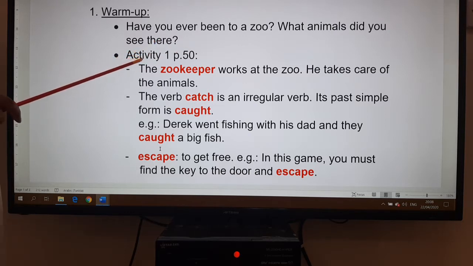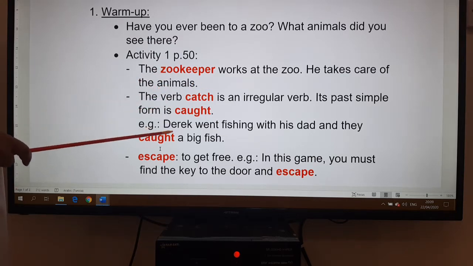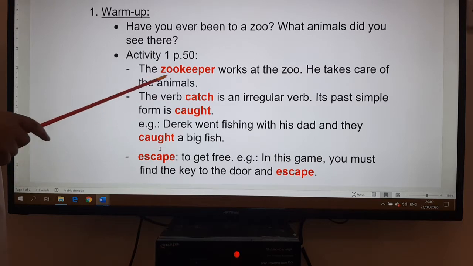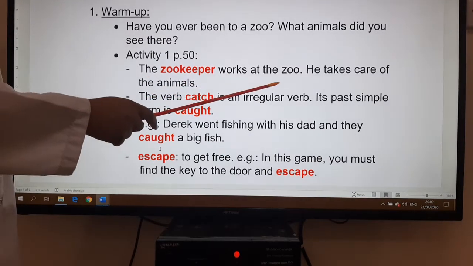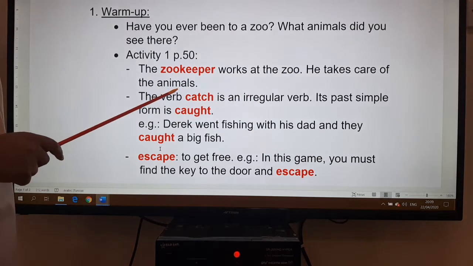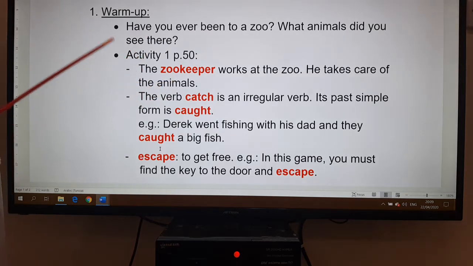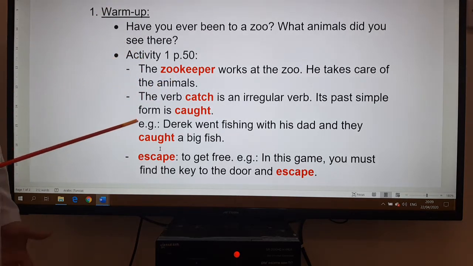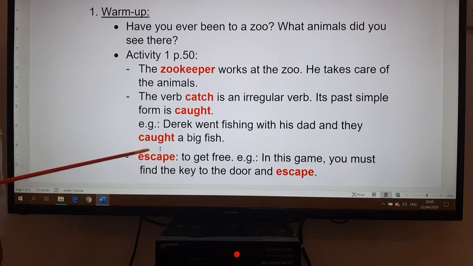Then you have activity 1, page 50, that presents you with a new vocabulary. And I have added sentences to help you understand them more. The zookeeper works in the zoo. He takes care of the animals. So to be a zookeeper is an occupation, it's a job.